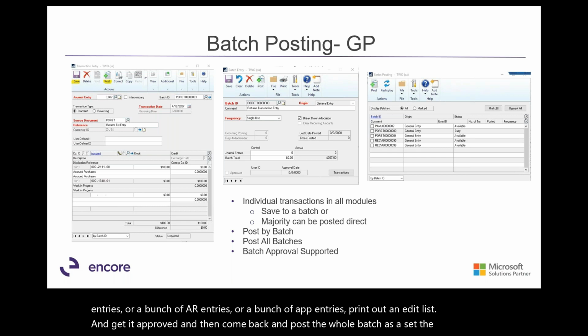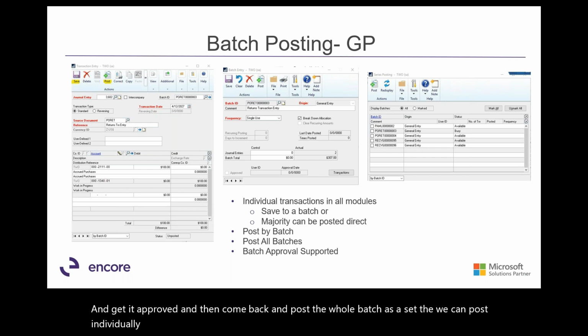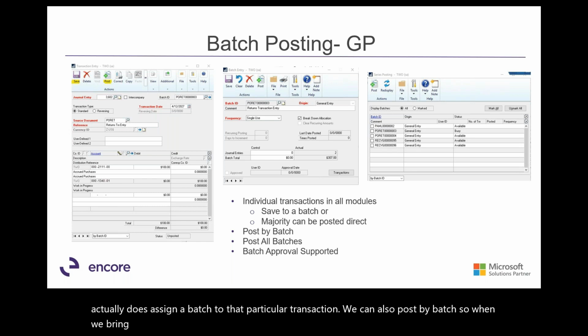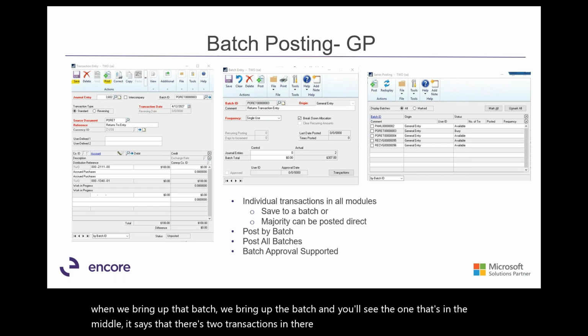We can post individually by hitting the post button, and that will then bypass that. In the background, it actually does assign a batch to that particular transaction. We can also post by batch. So when we bring up that batch, you'll see the one in the middle says that there are 2 transactions in there. And then we can also approve those batches.